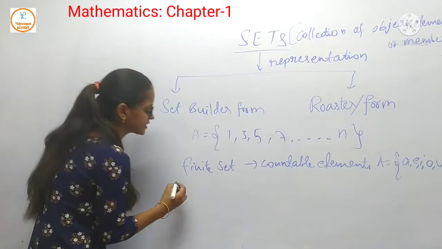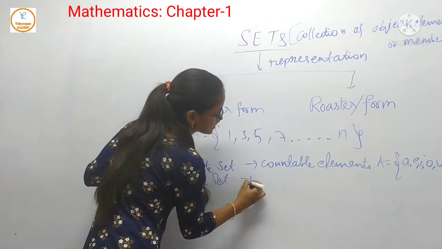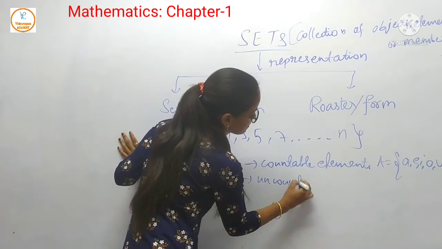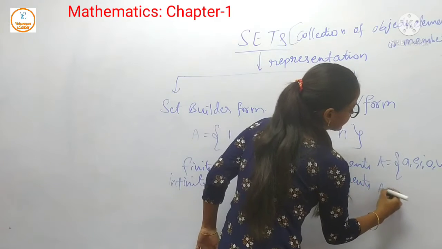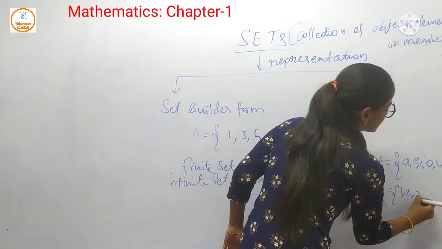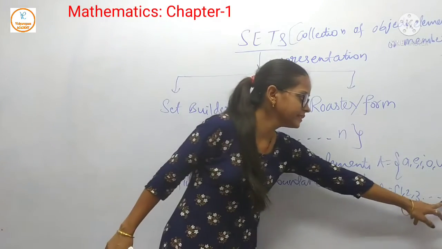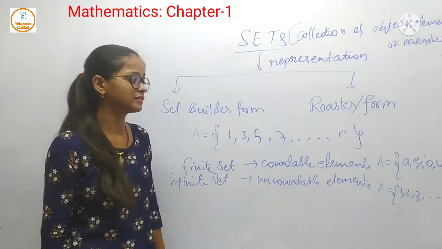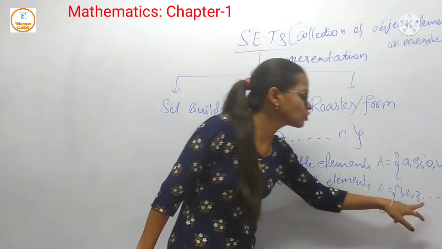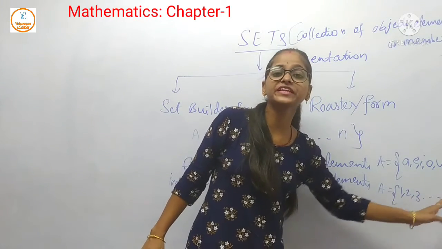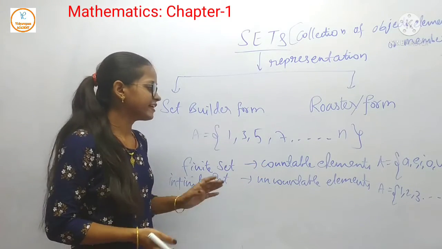What is an infinite set? An infinite set has uncountable elements, like A is equal to 1, 2, 3 and so on, n. It is ending with n. Do we know what n is? Can you say what the value will be, or can you count how many values there will be between 3 and n? We cannot count. So that is nothing but an infinite set.